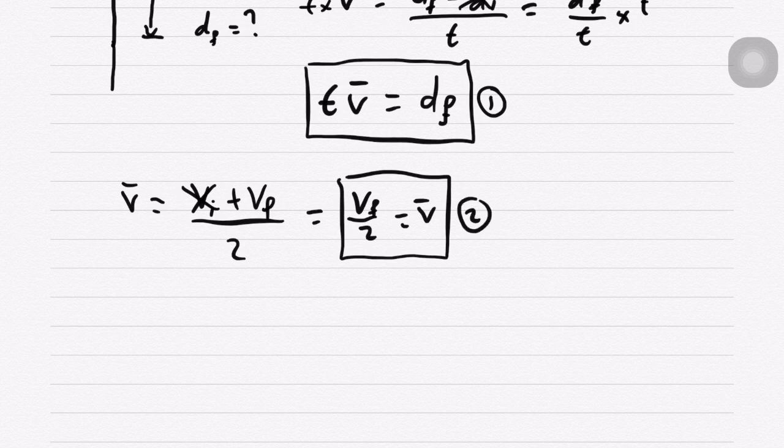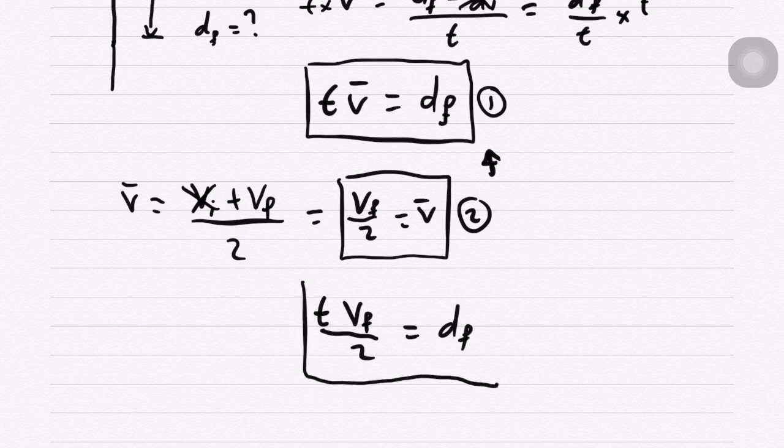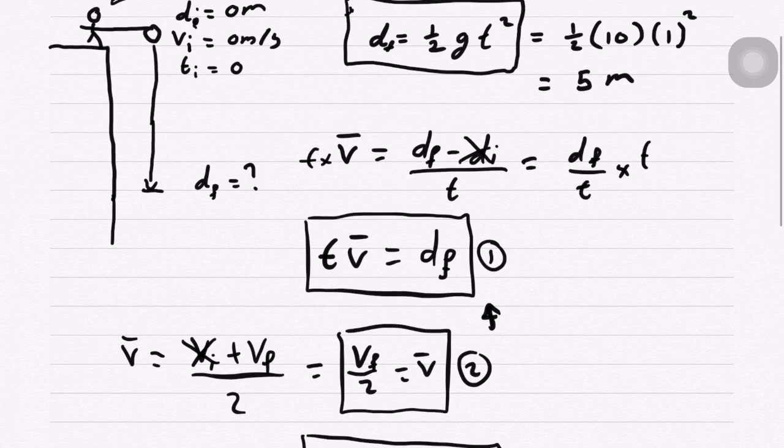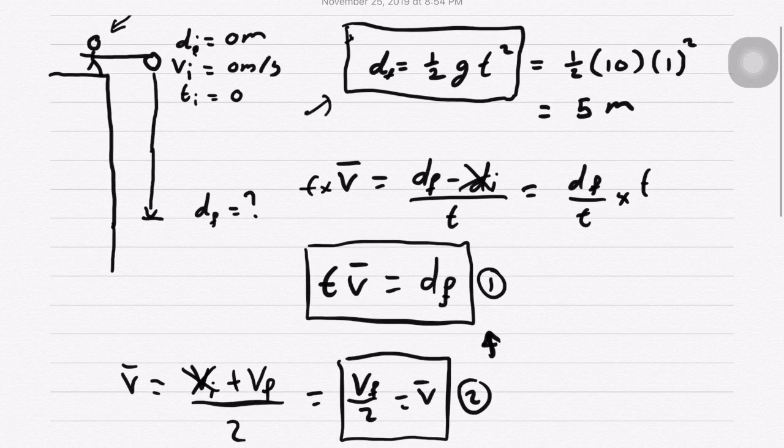If I take equation 2 and put it into equation 1, let's see what happens here. I shouldn't say add, just put it into equation 1. So you have t, and the average velocity is VF over 2, that's equal to df, right? So I have another one that I just came up with, and that still doesn't look anything like the one on top.